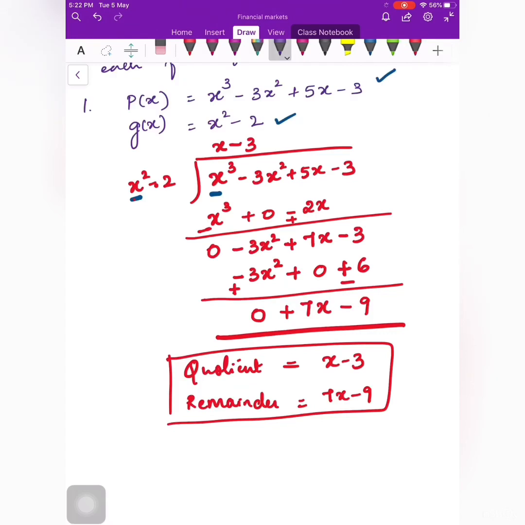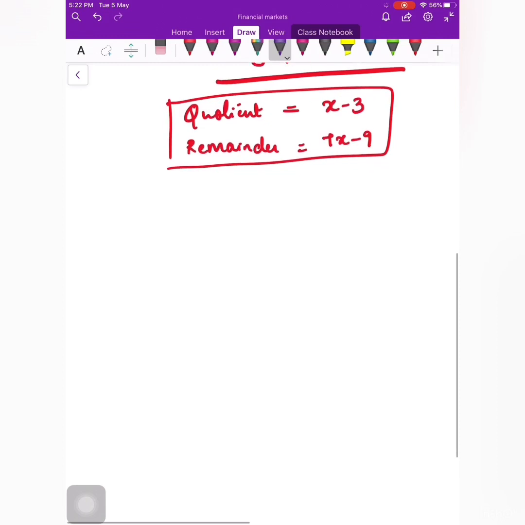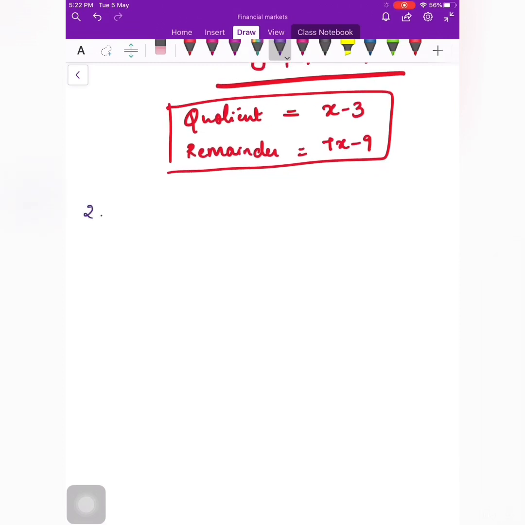So the next question is, let me quickly copy down the question. p of x equals x raised to 4 minus 3x square plus 4x plus 5, and the divisor polynomial given is x square plus 1 minus x. So here you can rewrite this as x square minus x plus 1. Let all the variable terms be on one side and then you can write down the constant.